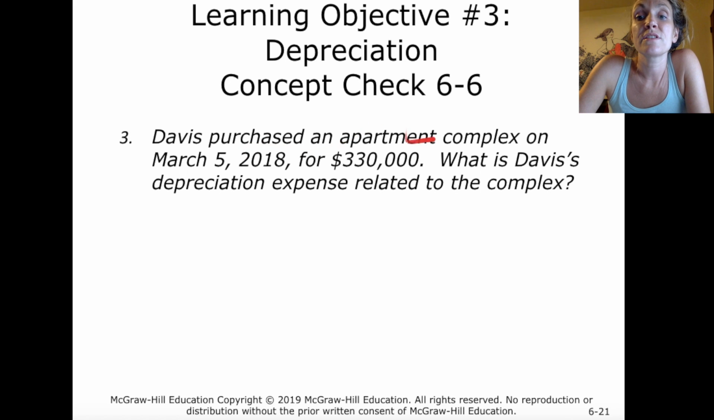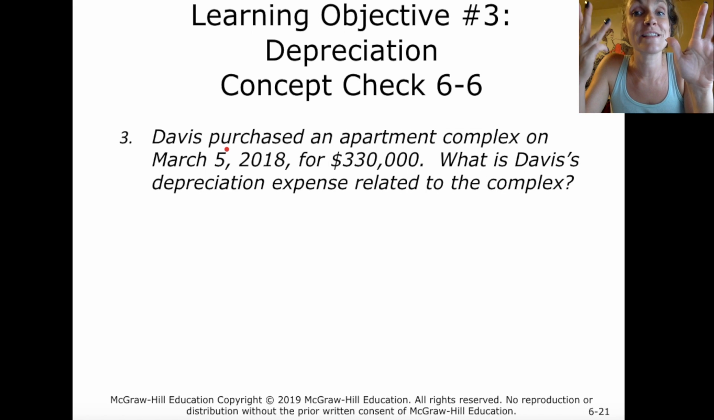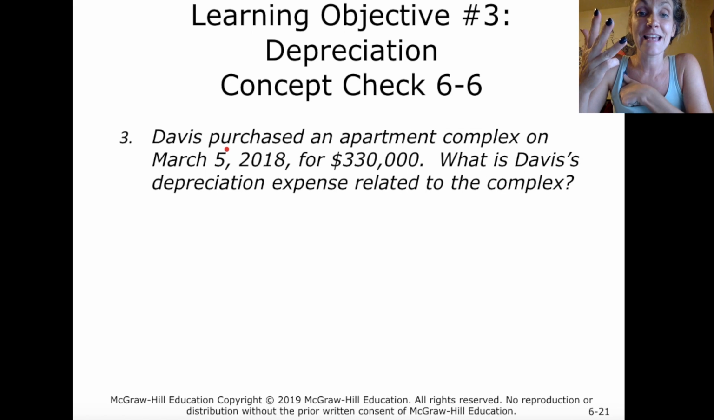Last one, Davis purchased an apartment complex on March 5th, 2018 for $330,000. What is Davis's depreciation expense related to the complex? So we're going to assume that's the only asset since we weren't told anything else. But this is real estate. So it's mid-month. We're going to get half a month for March, full month of April, May, June, July, August, September, October, November, December. So it's going to be 9.5 months of depreciation.